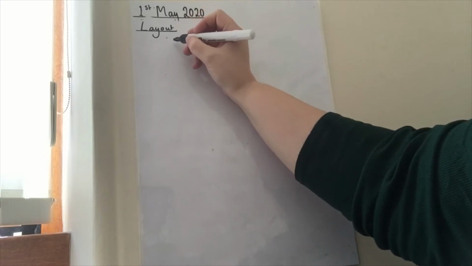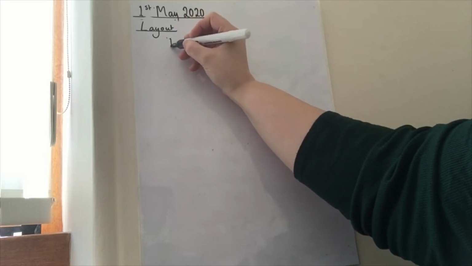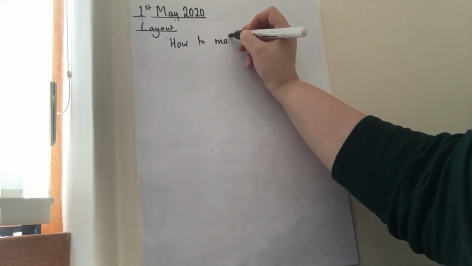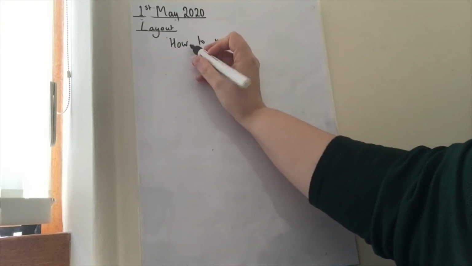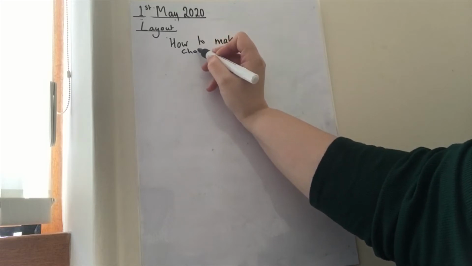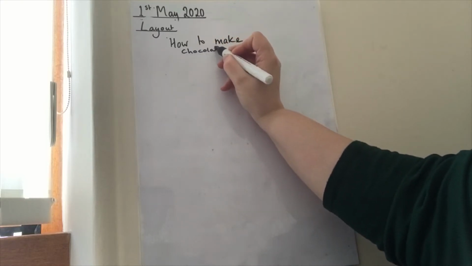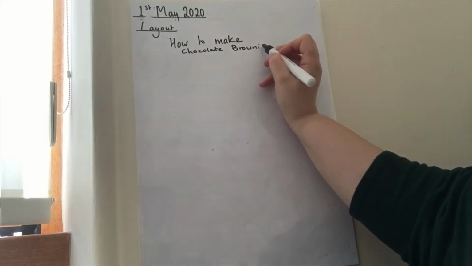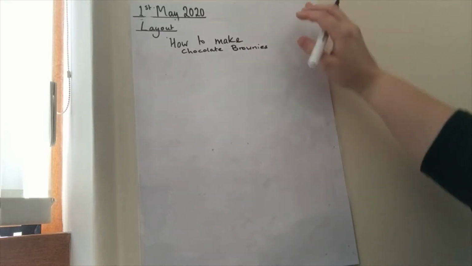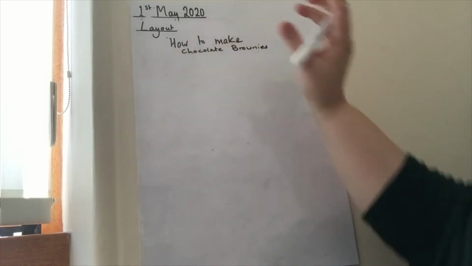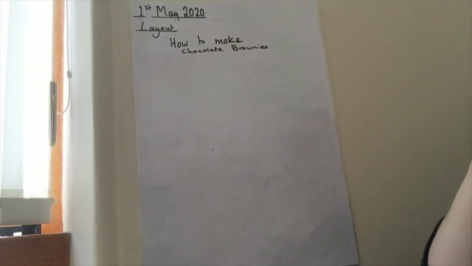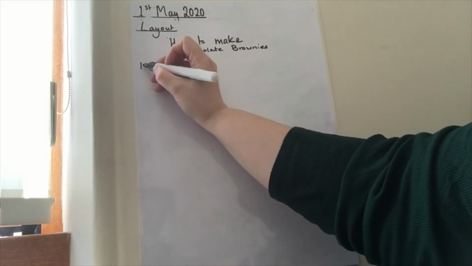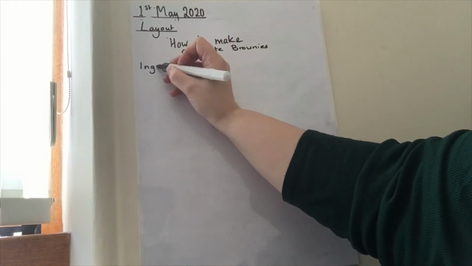And my title is obviously going to be how to make. Then I think I'm going to put underneath the chocolate brownies. Remember, this is just my plan, so I can change that when I do it for real. Then I'm going to need over here my list of ingredients.